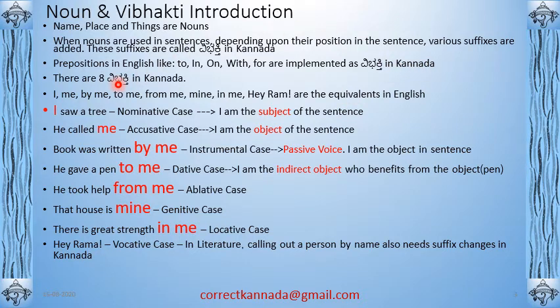So these are called Vibhaktis. There are 8 Vibhaktis in Kannada. The corresponding English equivalents of these 8 Vibhaktis are I, me, by me, to me, from me, mine, in me, hey Ram, like calling somebody, right? These are the equivalents in English. Again, I want to give the first English equivalent so that you can place in your mind what we are talking about, the grammar concept, because this presentation and all my presentations are intended for English educated people who want to learn Kannada correctly with proper grammar. So I'm using English grammar as a base to explain Kannada grammar.